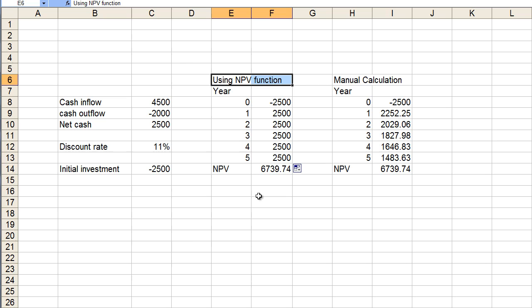Now, according to this decision rule, if it is positive, then yes, we proceed with the project. If it is more positive than another project that we are also considering, then we choose this one over that one. And if it is a net present value of 0, then we are somewhat indifferent.